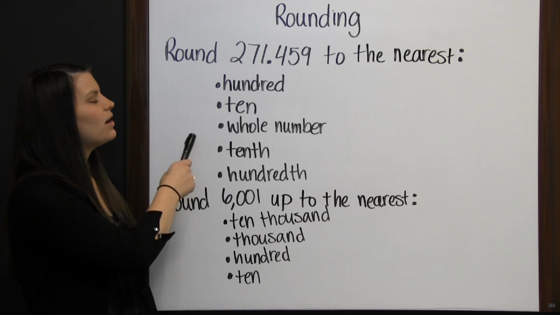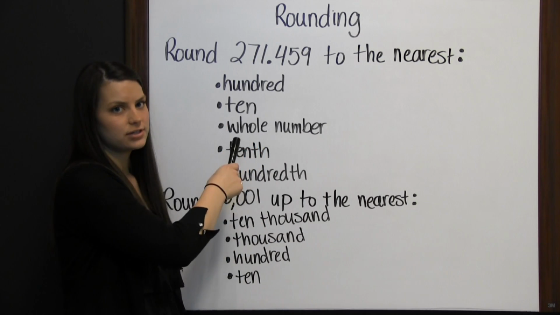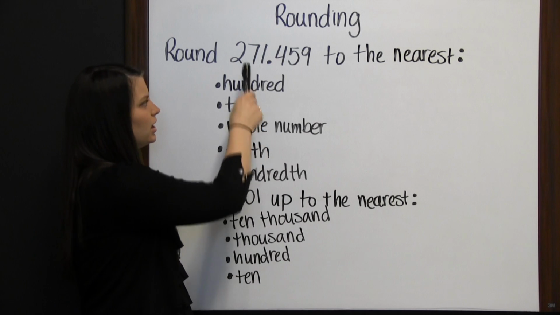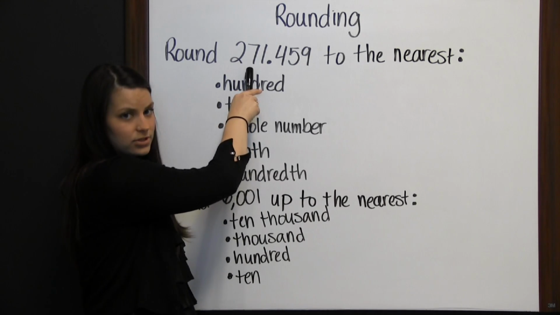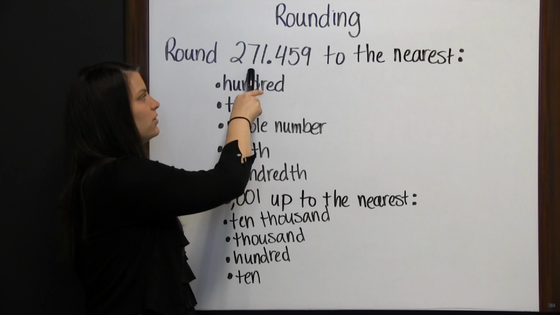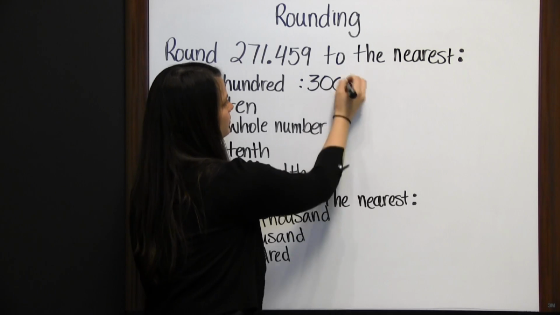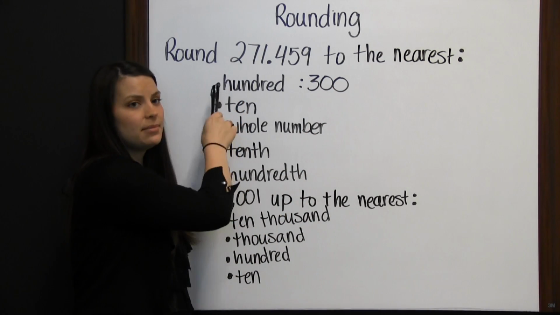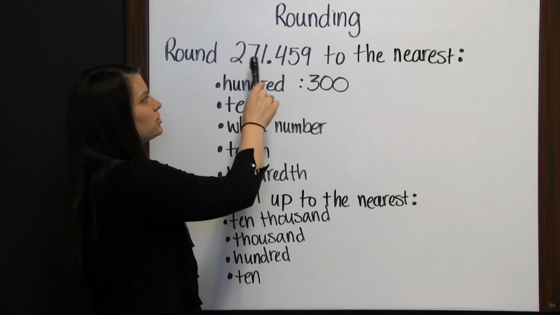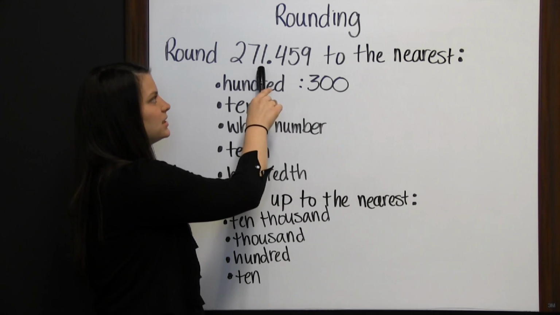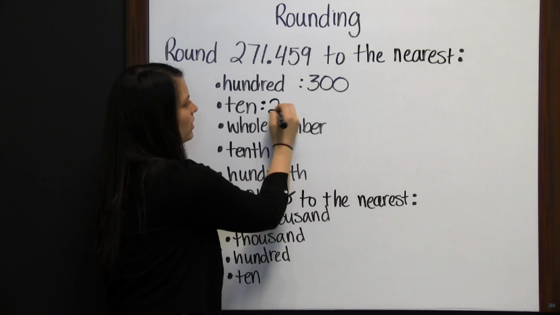Let's look at rounding 271 and 459 thousandths to the nearest hundred first. So if we're rounding to the nearest hundred, then we're trying to round to this place. 2 is in the hundreds place. Therefore, we need to look at the digit to the right, which is 7. And since 7 is greater than 5, then we have to round up to 300. Next, we're going to round the same number to the tens place. So the 7 is in the tens place, and we're going to look to the number to the right of that, which is 1. And since 1 is less than 5, then we're going to stay the same. So this would be 270.